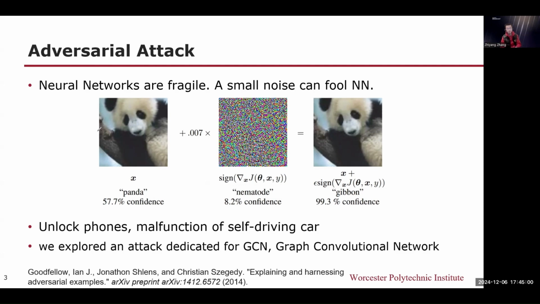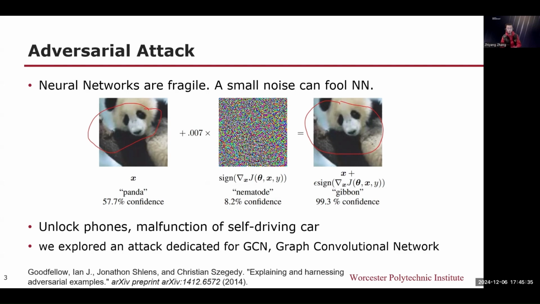Researchers found that adding a small noise can fool neural network. Here is an example. This is the panda image. By adding a noise, we get a perturbed one. This perturbed image is indistinguishable to the human eye compared with the original one. But for the neural network, it could be classified into a different class.